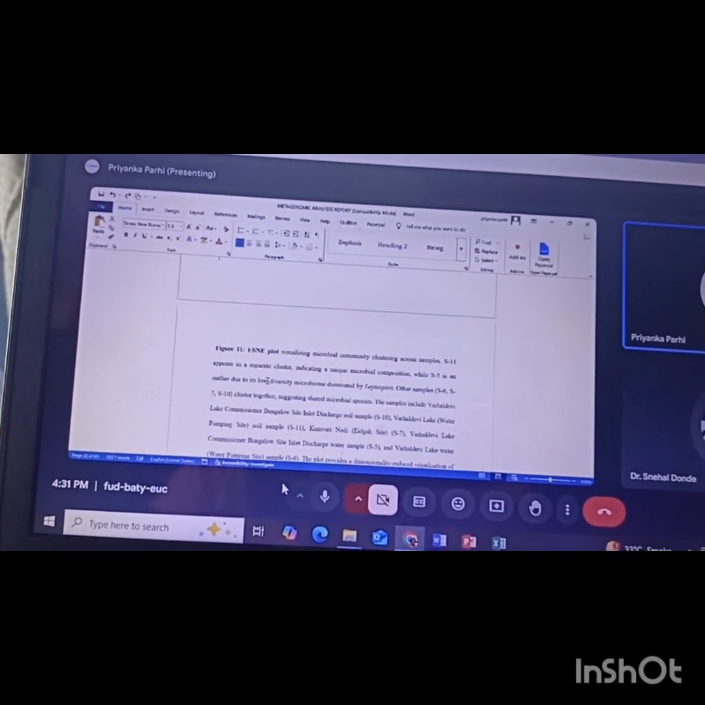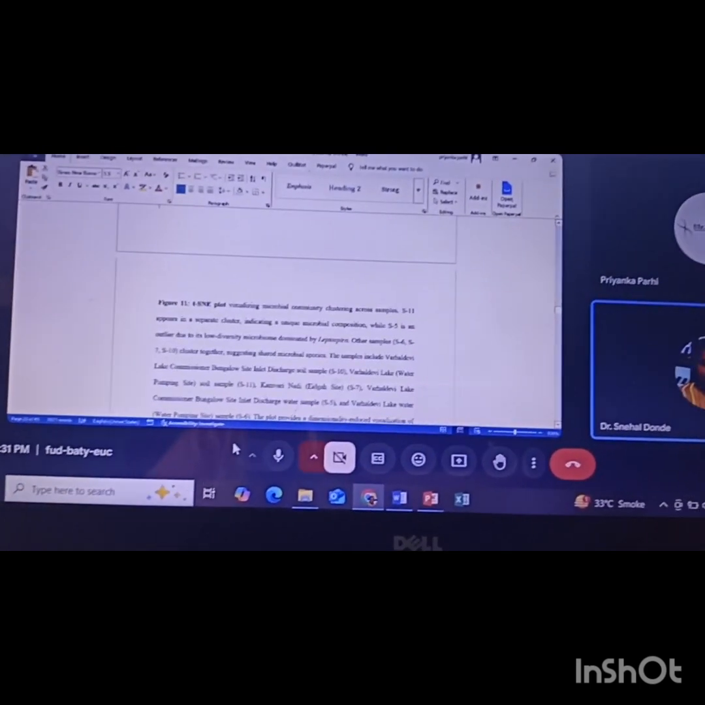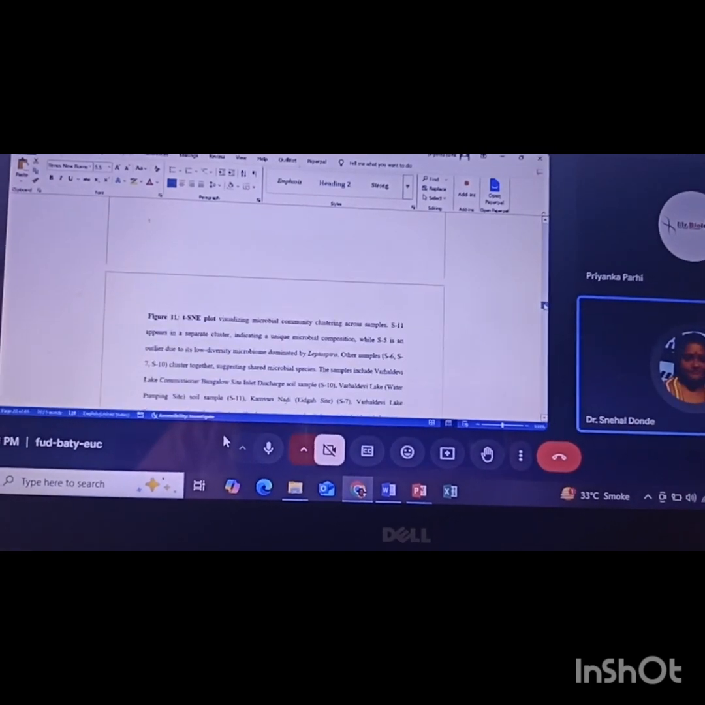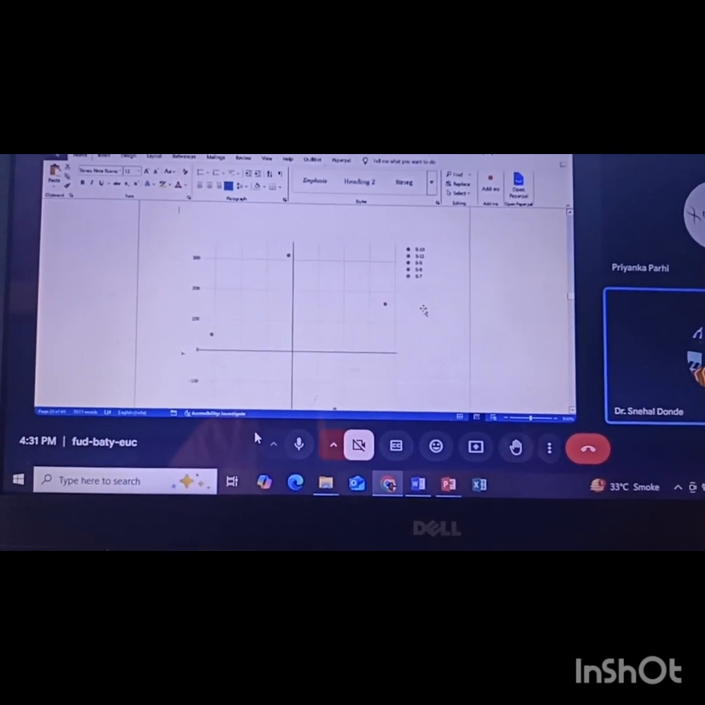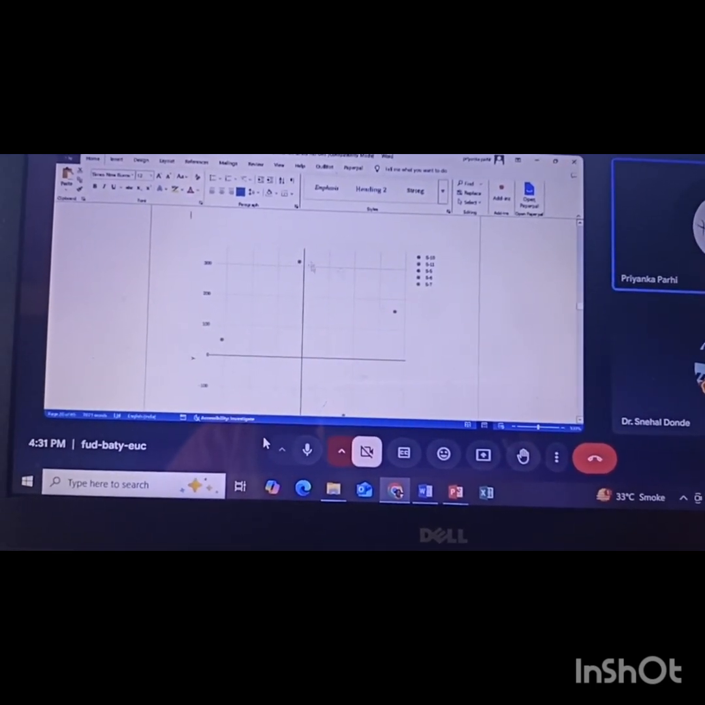Show me the plot. Here and there some dots are there, so how do I interpret this? S11 is the orange one. It's near the x-axis on the positive side. Yeah, it's near the axis.